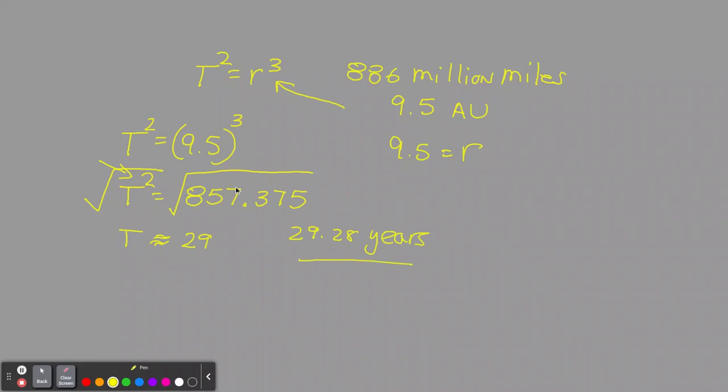So we know now that Saturn is 9.5 AU away from the sun. That's the radius. And its orbit takes about 29 years. A little more than that. All right, let's do one more. Let's do Mars.